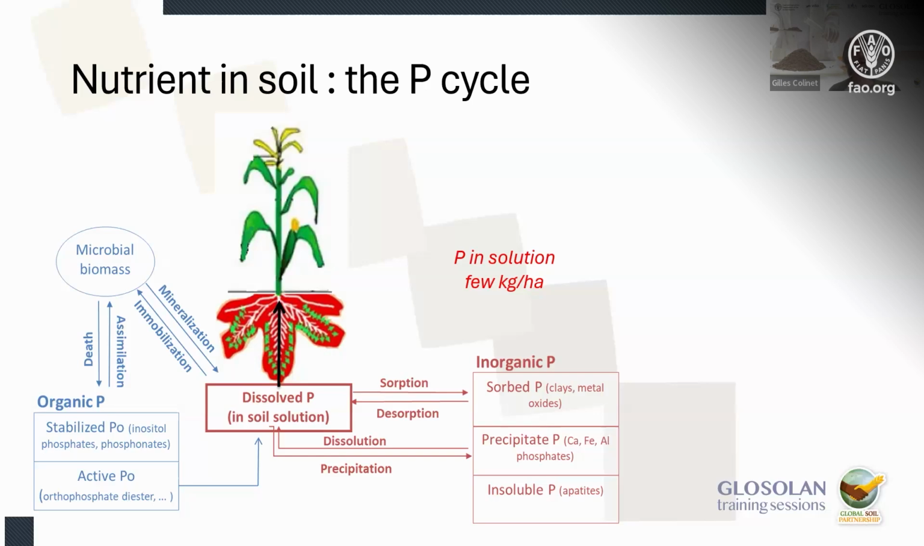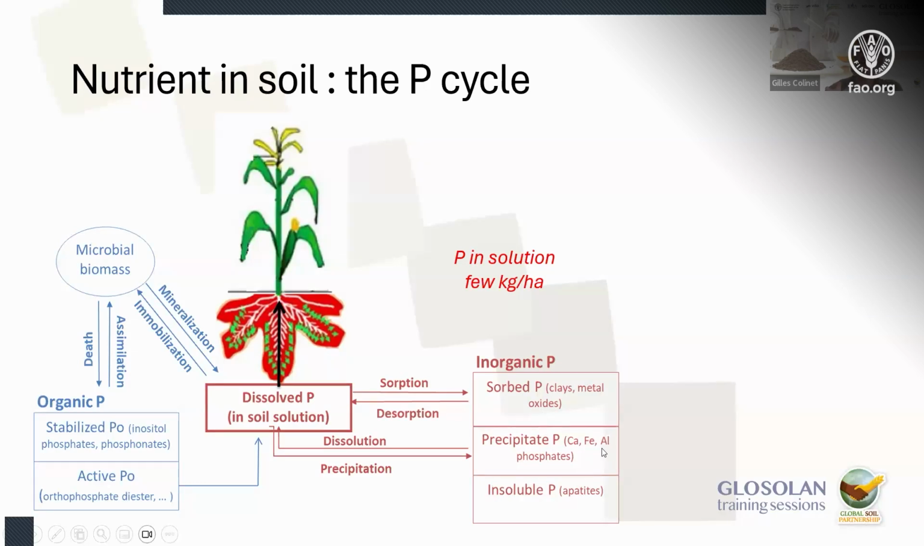And this organic phosphorus is controlled by the activity of the microbes. And on the other part of the theme here, you have the inorganic phosphorus, which also has different pools with different solubility. Some are considered as insoluble, such as the apatite.